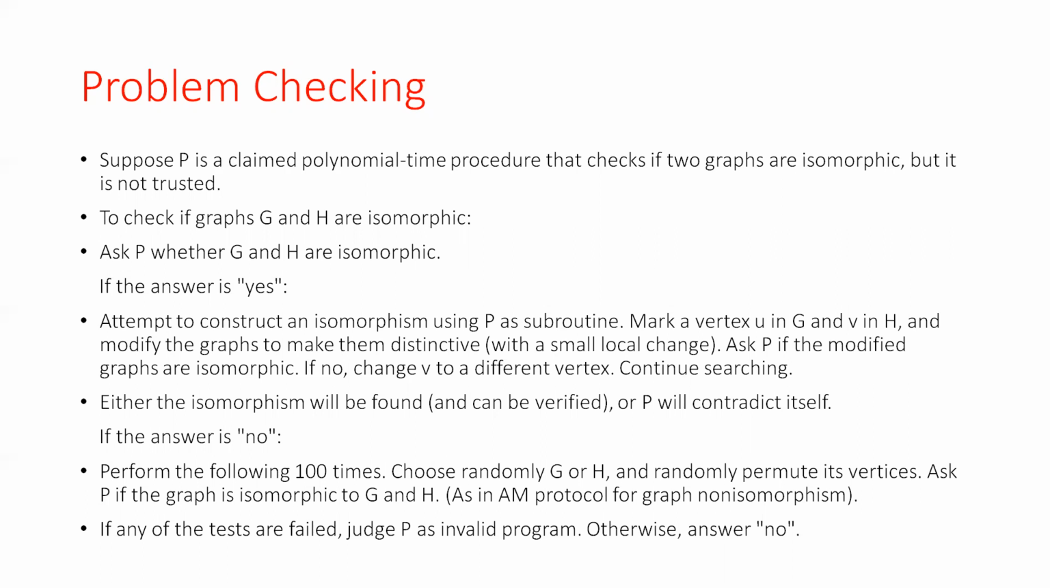If the answer is no, perform the following 100 times. Choose randomly G or H and randomly permute its vertices. Ask P if the graph is isomorphic to G and H. As in the AM protocol for graph non-isomorphism, if any of the tests fail, judge P as an invalid program. Otherwise, answer no. These are the test cases, as we would write in Python with if or else cases. The same way, if the answer is yes, we attempt construction of an isomorphism using P as a subroutine. If the answer is no, we perform the test 100 times and check the answer.